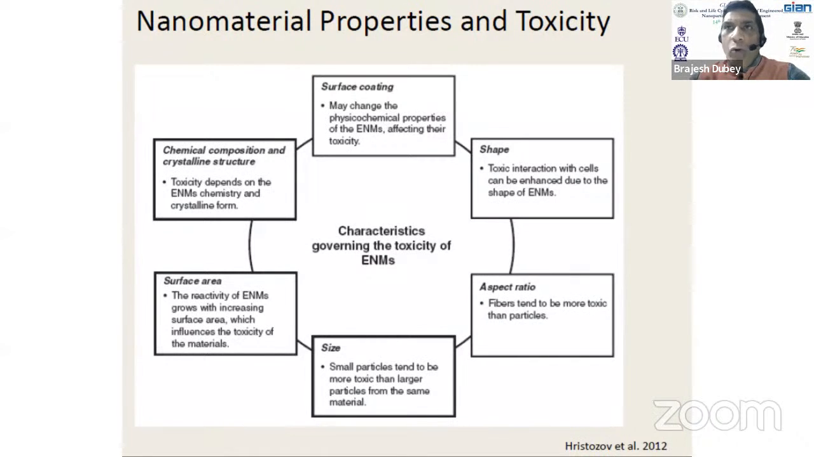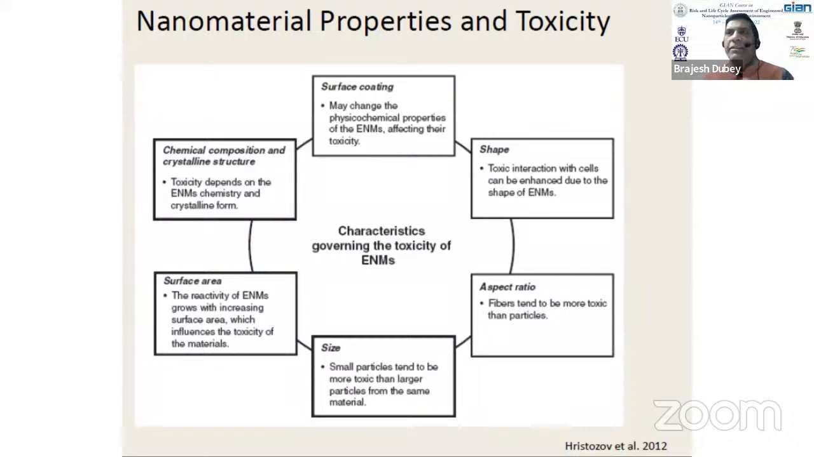Lower the size, we found more the toxicity. And then also the stability of the nanoparticle, like what kind of coating it had, the coating material. For example, for nano silver, you can have citrate coated, you can have PVP coated. So based on the different coating material, the toxicity was also different. So toxic interaction was different.